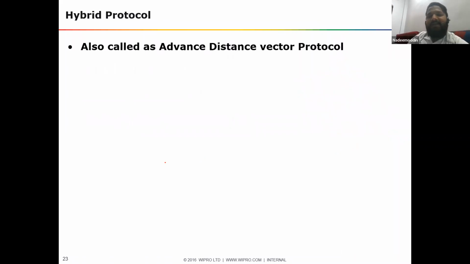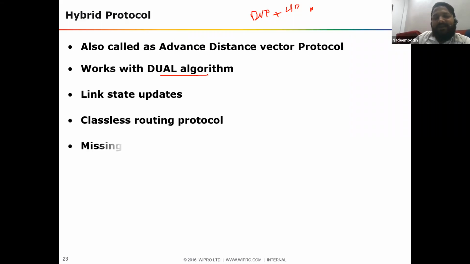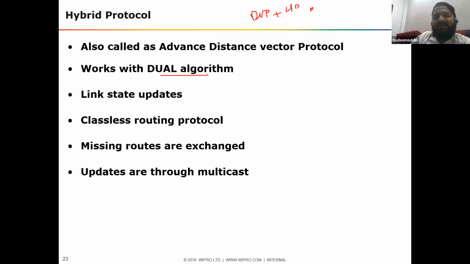And the third category is hybrid protocol. See, distance vector protocol was having some advantages, some disadvantages. Similarly, link state protocol was having some advantages, some disadvantages. Hybrid protocol is a combination of the advantages of the distance vector protocol and link state protocol, and it is a very simple and very fast protocol. See, it works on the DUAL algorithm, okay, with link state update, classless routing, missing routes are exchanged, updates are through multicast.